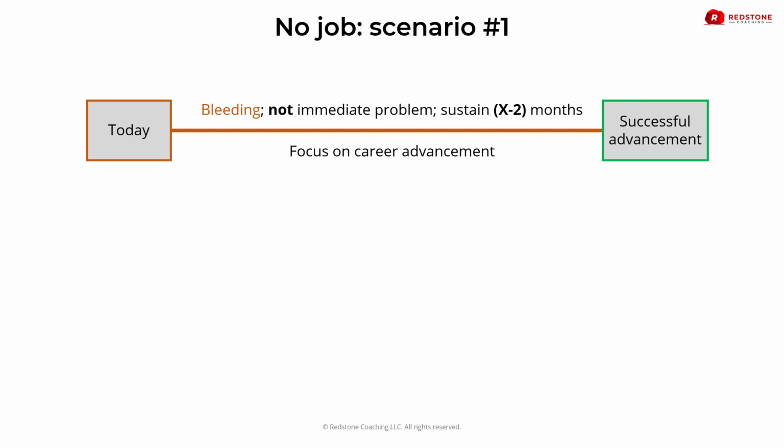So there are two different scenarios that I want to run through. If today you don't currently have a job, scenario one is you're bleeding, but it's not an immediate problem. Maybe you have savings for 8 months or 12 months or 2 years. So in that case, you have plenty of time. You're not worried about whether you're going to be able to pay your bills and keep the lights on. But what I do recommend is set a deadline. Set a deadline for when, if I don't have a job by this point, if I haven't advanced my career how I want to by this point, I will build a sustenance bridge.